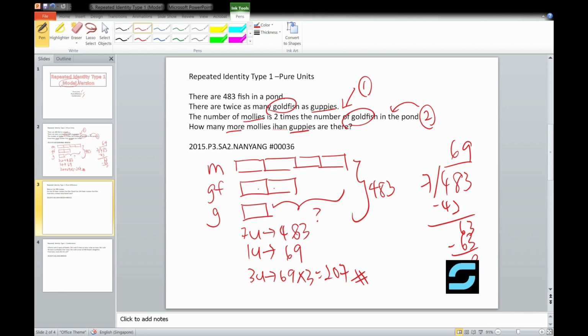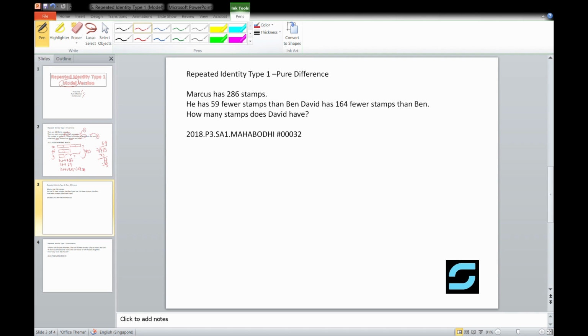Next, we're going to visit the one with pure difference. Same thing. Again, there are two people: Marcus and Ben. Marcus is comparing against Ben, and then later we see David comparing against Ben, so Ben is the repeater identity.